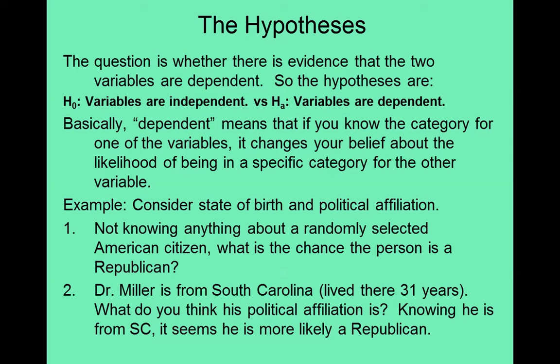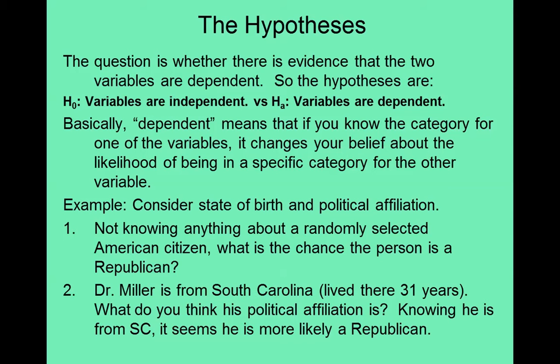The question really is whether there's evidence that the two variables are dependent. So the hypotheses are H sub 0, the variables are independent, H sub a, the variables are dependent. Basically, dependent means that if you know the category for one of the variables, it changes your belief about the likelihood or chance of being in a specific category for the other variable.